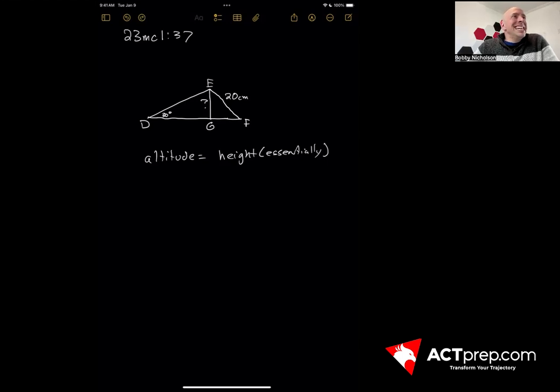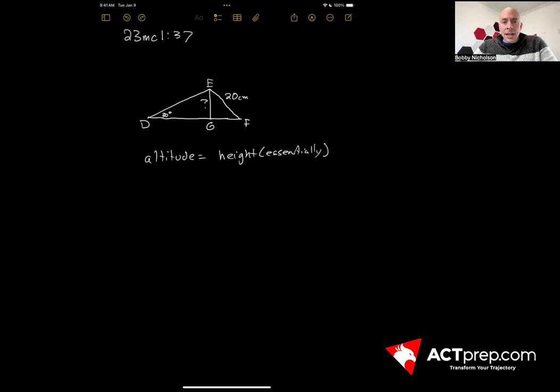In triangle DEF shown in the figure below, EG is an altitude. Angle DEF is a right angle. EF is equal to 20 centimeters. And the measure of angle EDF is 30 degrees. What is EG in centimeters?